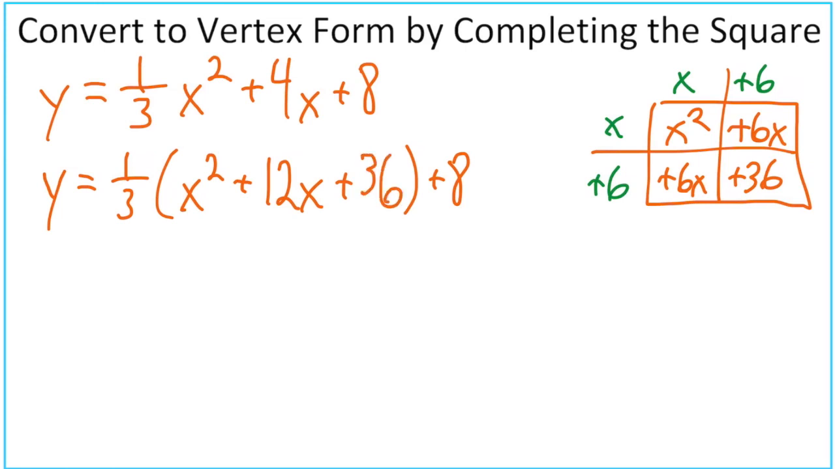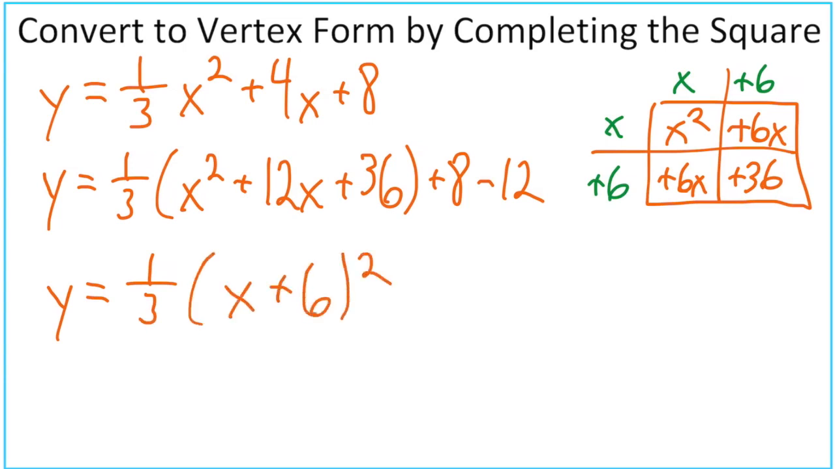And now we have to counterbalance that. So remember, technically this 36 is multiplied by 1/3. So when you put a plus 36 in here, you're actually adding 12 because 1/3 of 36 is 12. So the opposite of plus 12 is minus 12. Next up, we can just simplify what we got. 1/3 times x plus 6 squared minus 4.